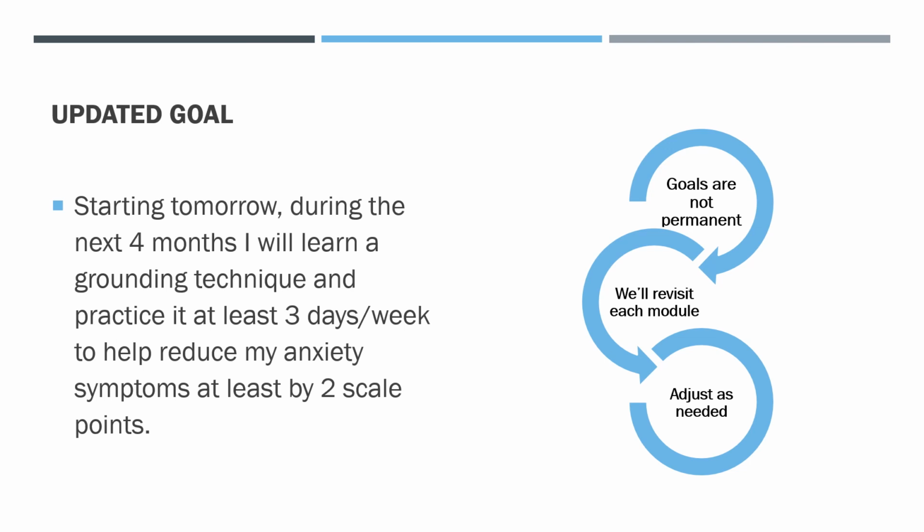And what I've asked you to do is to set a goal for 2 weeks. So truly, this is more of a long-term goal, but if we're writing it for the assignment starting tomorrow for the next 2 weeks, I will learn a technique and I'll practice 3 days a week to reduce my anxiety symptoms at least 2 scale points. Now, goals will be adjusted. Goals are not set in stone. If we made it too easy, then we will bump it up a little bit. If it's too hard, then perhaps we've got to step back a little bit.